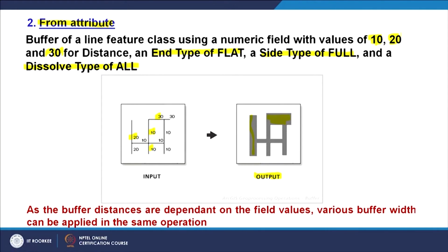the previous example. Now, in this one, as the buffer distances are dependent on the field values, that means one of the attributes, the various buffer widths can be, as you can see here, three types of buffer width have been created using the same operation as we applied in the previous one, but there we kept only a fixed width or fixed distance. Here the other parameters are the same. No changes are there, but still we are getting different outputs because, instead of a fixed width, we now get varying width as per the given attributes.